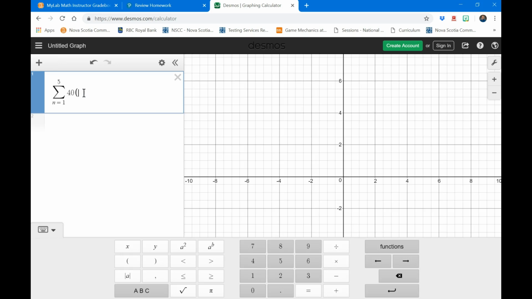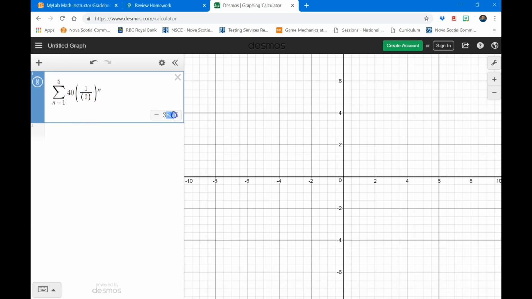Then you can just start typing in your sum. 40, I'm going to use brackets here, a half to the nth exponent, right? Oh, I totally put that in awful. Should watch what I'm doing. To the exponent n. Okay, so the sum from 1 to 5 of this sequence right here comes out to be 38.75. Keep in mind that MyMathLab, sorry, wants fractions. Don't do decimals. So I would put like 38 and 3/4, right? That's how I would do that.